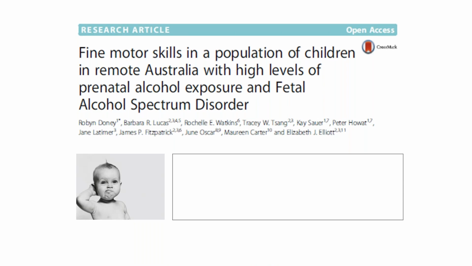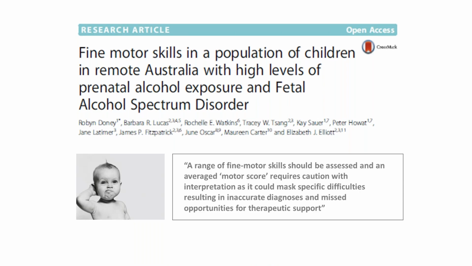Again, this group in Australia concluded in another study that a range of fine motor skills should be assessed, and that an average motor score requires caution with interpretation because it can mask specific difficulties, resulting in inaccurate diagnoses and missed opportunities for therapeutic support. So again, it's really important to look at the why. Why is that child having difficulty with getting dressed? Is it manual dexterity? Is it balance? Is it bilateral coordination? Is it body awareness? These assessments are important to look at, not just in a total test score framework, but at all the individual subtests as well.